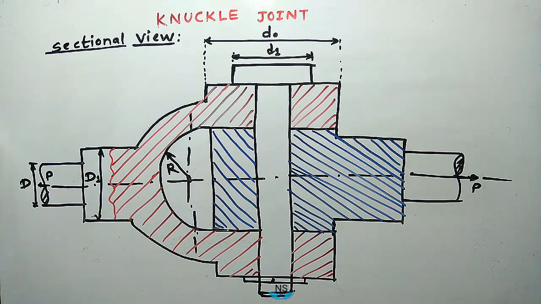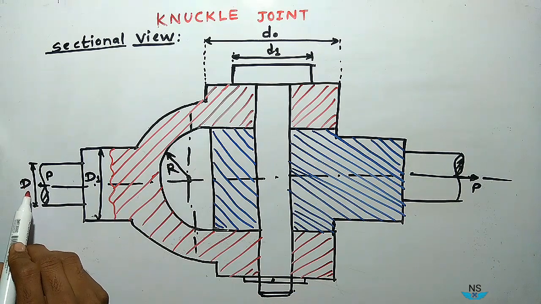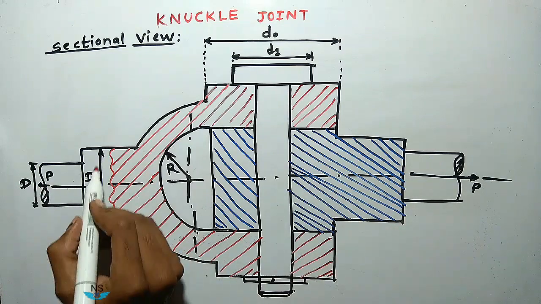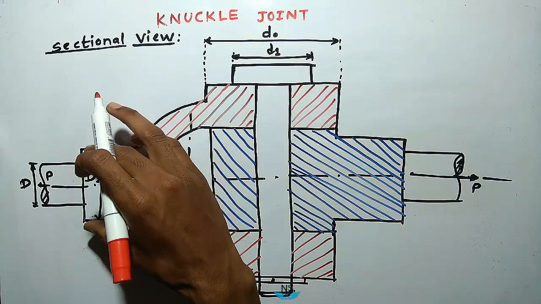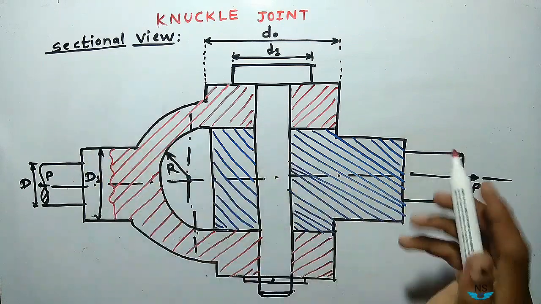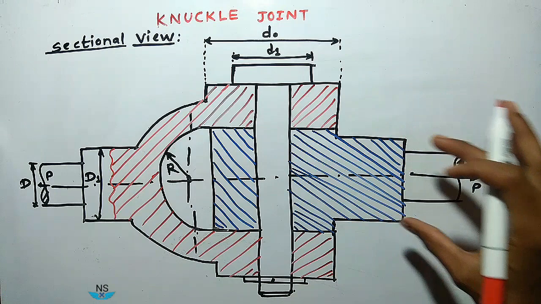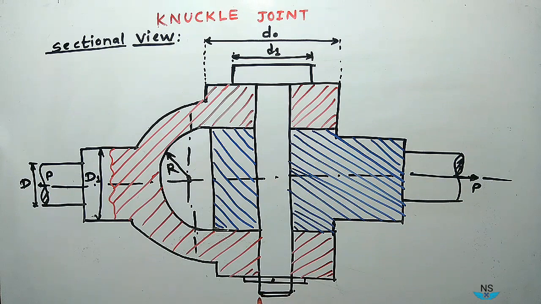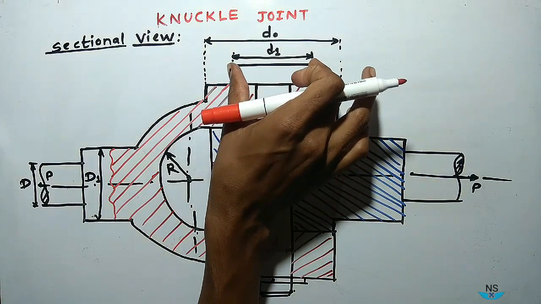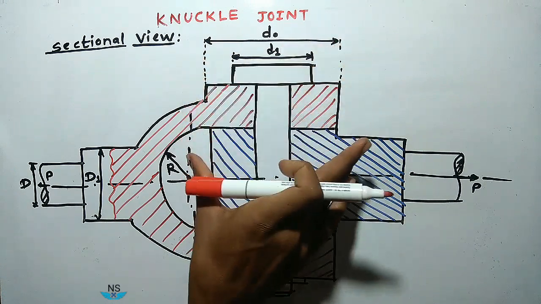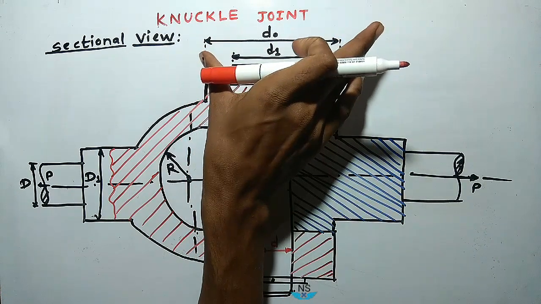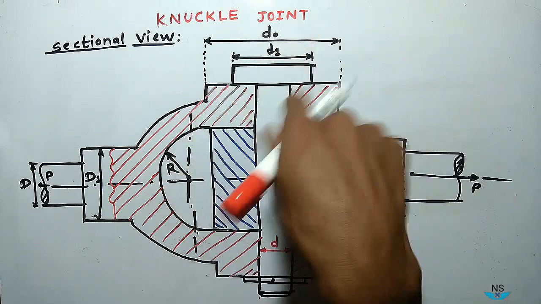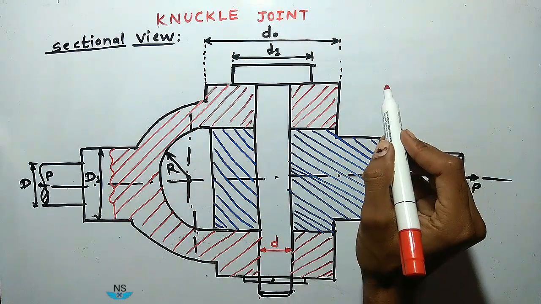Now let us see the dimensions. So this is the diameter of the rod, D. This is the tensile force P. And D1 is the enlarged dimension. Also this is D1, the enlarged dimension, and this is the diameter of the rod, capital D. Now the diameter of this pin is small d. The diameter of the pin head is D1. The outside diameter of the fork end and eye end is D0.